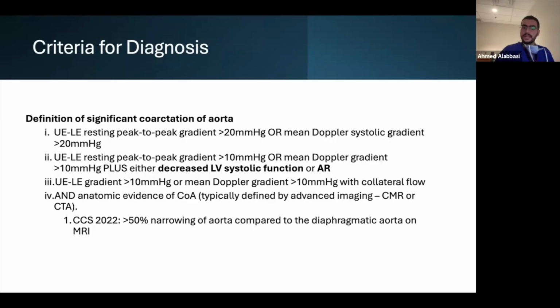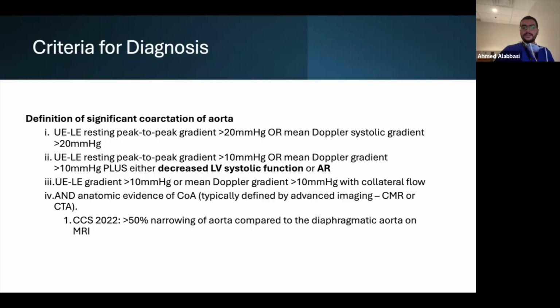of either decreased LV systolic function or aortic regurgitation. And if you've demonstrated collateral flow either through a CMR, CTA, or another imaging modality, then usually you would expect the gradient to be less pronounced. So it's accepting of a gradient of more than 10 between the upper extremities and the lower extremities, or a Doppler gradient of more than 10.